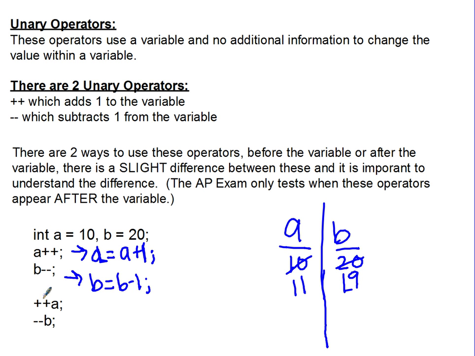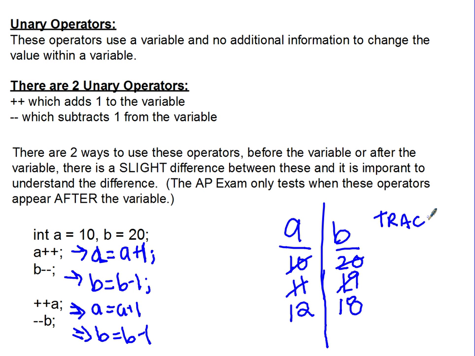And then the plus plus A and the minus minus B are the only things here, so it's doing the same thing. This is the same as saying A equals A plus 1. It's the same as saying B equals B minus 1. So I would add an extra one here, subtract again here, and at the end of these 5 lines of code, A has a value of 12, B has a value of 18. And we call this tracing code. Whenever you're going through, evaluating the values as you go through something, I'm tracing my code.